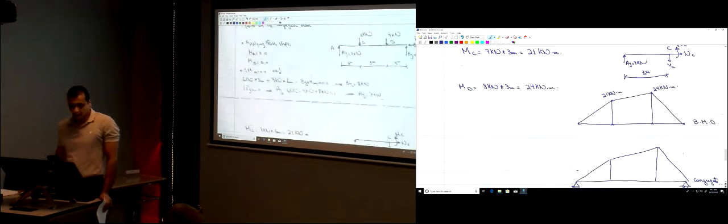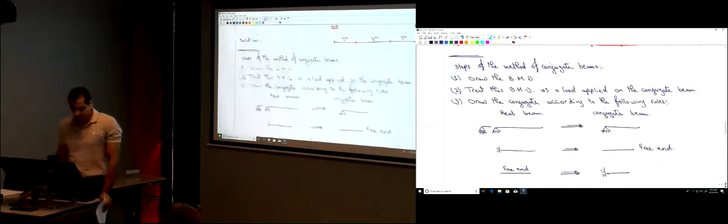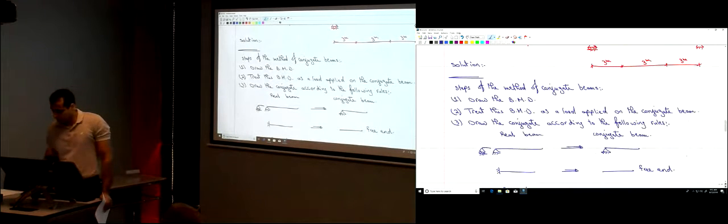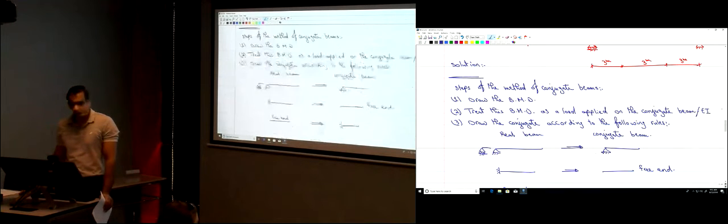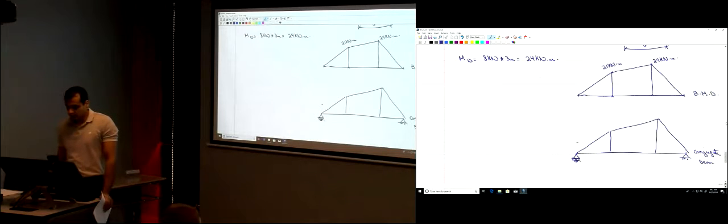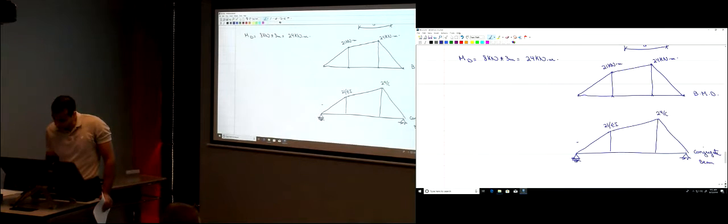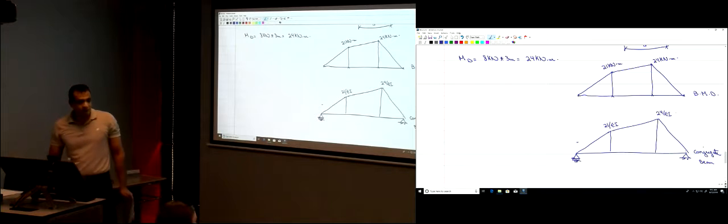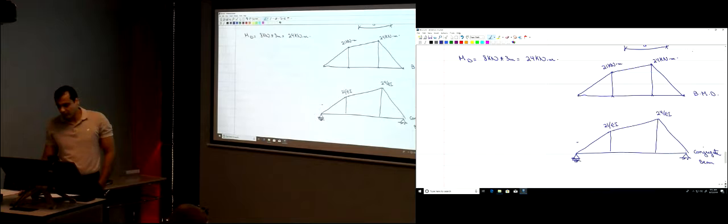Here, just to be more accurate about the steps, okay? You have to divide this by EI. If you remember this, you just have to divide this by EI. So the bending moment here was 21. The load is 21 divided by EI. Here it's 24 divided by EI. This is a load that is applied on that beam.